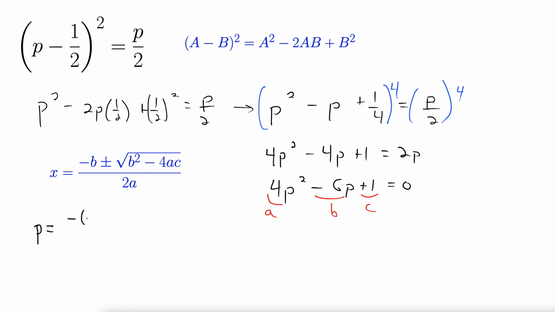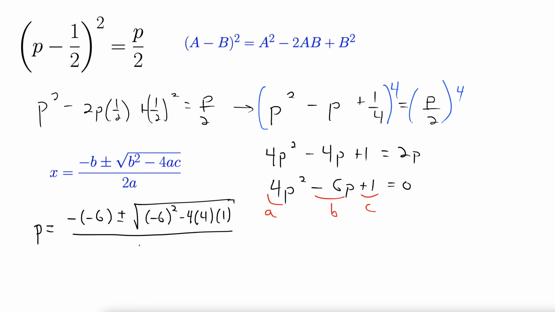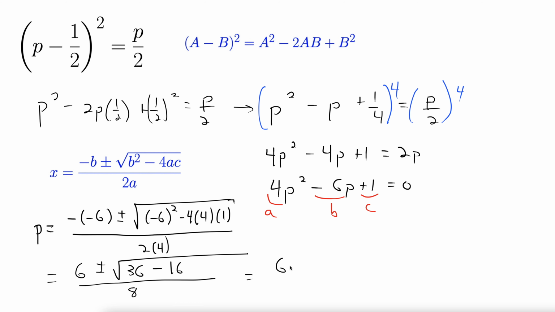All right, negative b, so negative 6 plus or minus the square root of b squared, so that'll be negative 6 squared minus 4 times a in this case is 4, times c in this case is 1. All right, all over 2 times a, 2 times 4. Simplifying this down gives negative times negative is positive 6, plus or minus square root of negative 6 squared is 36, minus 4 times 4 is 16, all over 8. Okay, so we have 6 plus or minus rad 20 over 8.